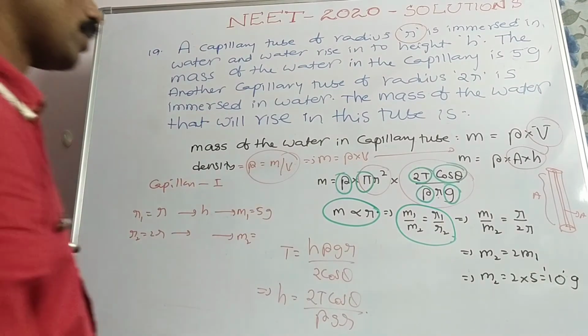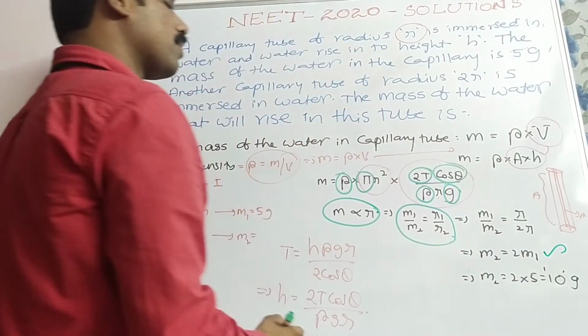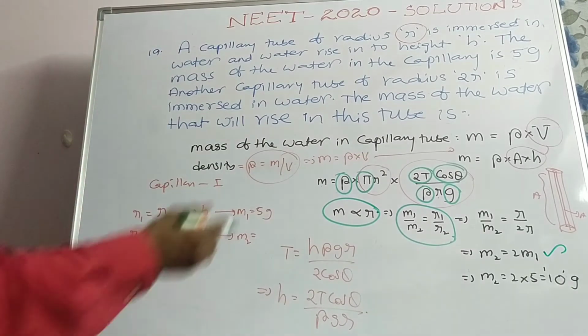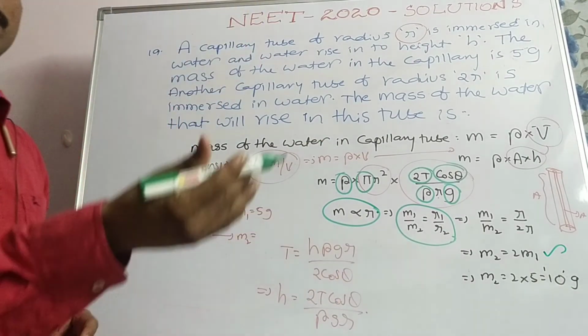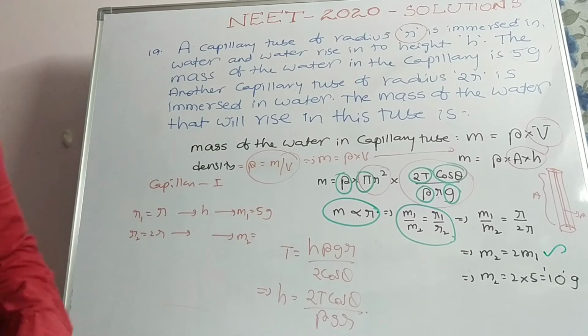Now the mass becomes twice the initial mass. The initial mass is given as 5 grams. So m2 is equal to 2 × 5, which is equal to 10 gram. Okay. Next.